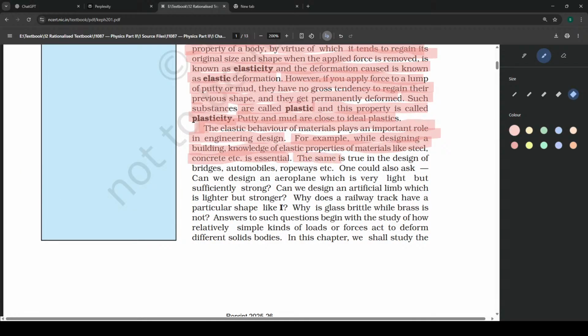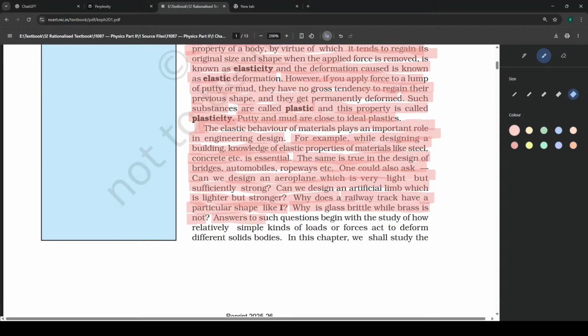The same is true in design of bridges, automobiles, ropeways, etc. One could also ask, can we design an aeroplane which is very light but also sufficiently strong? Can we design an artificial limb which is lighter but stronger? Why does a railway track have a particular shape like an I? Why is glass brittle while brass is not? These are all things which will answer us.